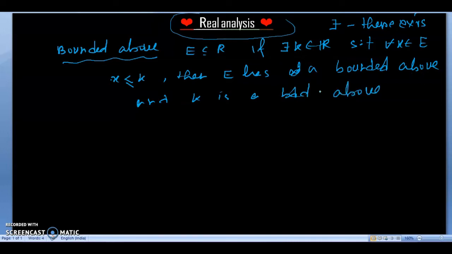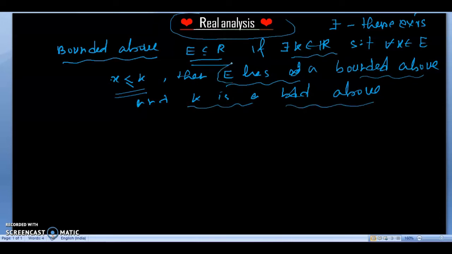What does it mean? It means that if you take a subset of real numbers E, and there is a real number K such that for all x belongs to E, that means all the elements of E are always less than or equal to K, and if such a K exists, we say that E is bounded above, and K is called an upper bound. E has an upper bound, and K is an upper bound.